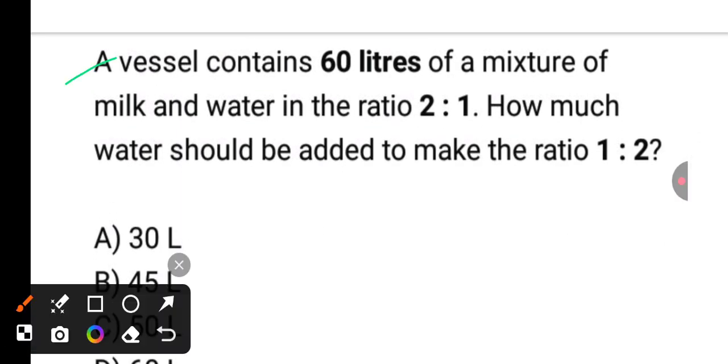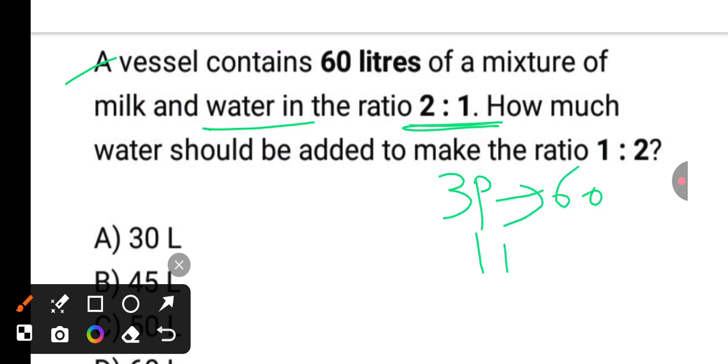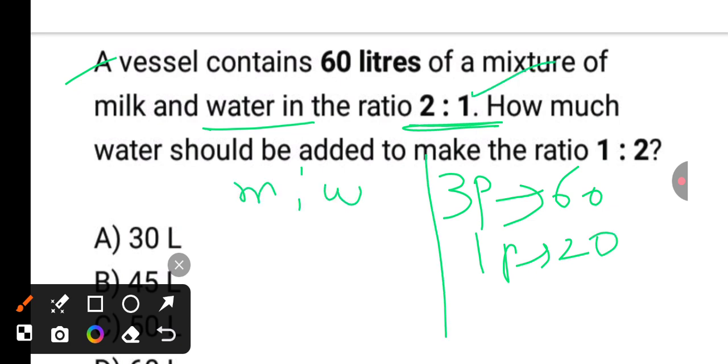Next, a vessel contains 60 liters of a mixture, milk and water in the ratio of 2:1. How much water should be added to make the ratio 1:2? See here, milk and water in the ratio of 2:1. Total is 2 plus 1, 3. 3 parts equals 60. 1 part equals how much? 20. 1 part equals 20. Milk, water. 1 into 20, it is 20. 2 into 20, it is 40.